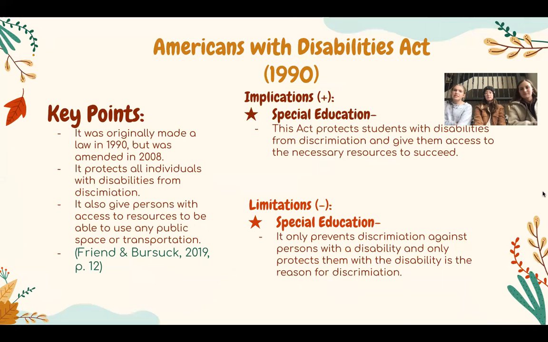The Americans with Disabilities Act of 1990 was the original act, and then it was amended again in 2008, and it protects all individuals with disabilities from discrimination, whether that be in school or the workplace. It also gives persons with disabilities access to resources to be able to use any public space or transportation.